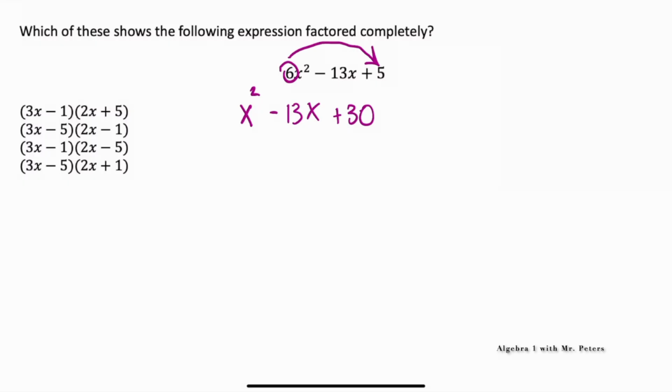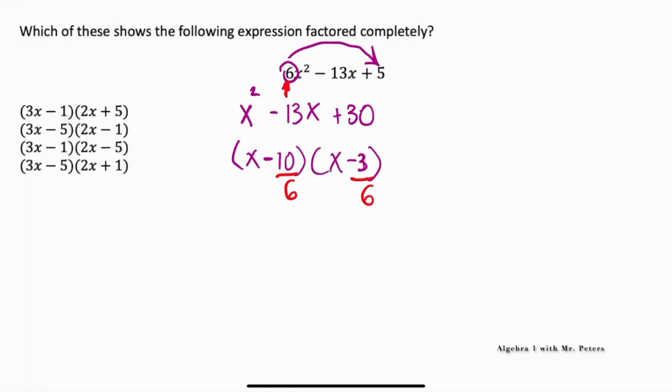So as a result, what two factors could give us this answer? Well, let's try this. We have x minus 10 times x minus 3. When we multiply, we get the positive 30. When we add negative 10 and negative 3, we get the negative 13x in the middle. Now, the biggest step is that same number we multiply by, we now have to go back and divide our factors by. And in this problem, we're not going to get any whole numbers.